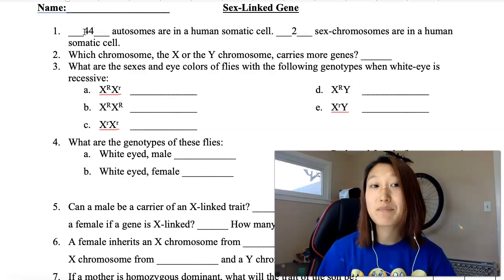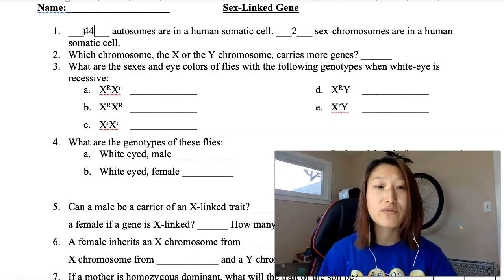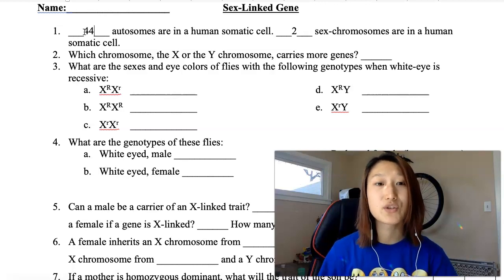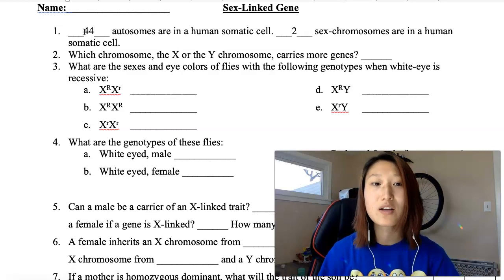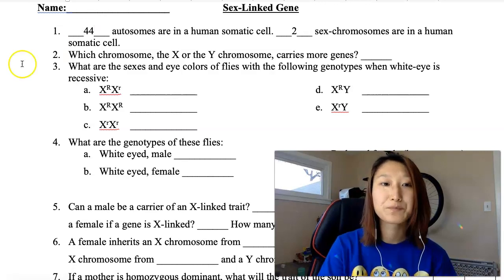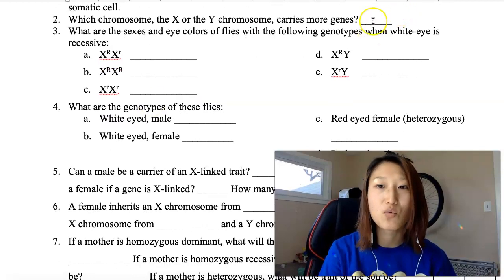If you're looking at a gamete, however, instead of 23 pairs of chromosomes, you would only have 23 chromosomes, so you would have 22 autosomes and one sex chromosome. It could either be X or Y for a male, and it would just be an X chromosome for a female. For number 2, it says which chromosome, the X or the Y chromosome, carries more genes.